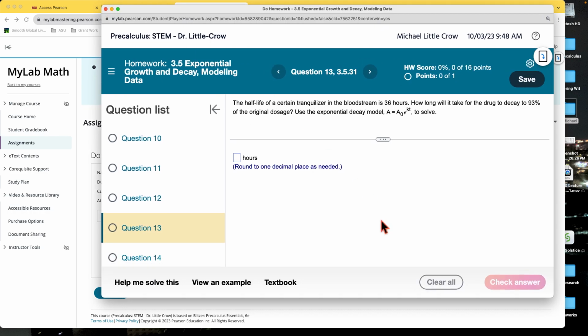Okay, the half-life of a certain tranquilizer in the bloodstream is 36 hours. So we take our medicine, and after 36 hours, half the medicine is still in our system, half has gone out. How long will it take for the drug to decay to 93% of the original dosage? So certainly less than 36 hours, right? Again, we couldn't say it's going to be 7% of 36 hours because it's not a linear process. But to do this, let's take this example.